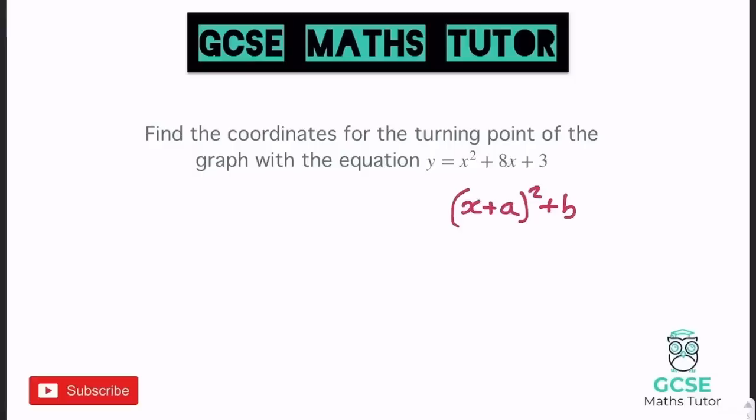So in order to do this, you have a look at the x coefficient, which is there, and we halve that number, and we stick it in the start of our bracket like this. So we have x plus 8 halved is 4, squared.